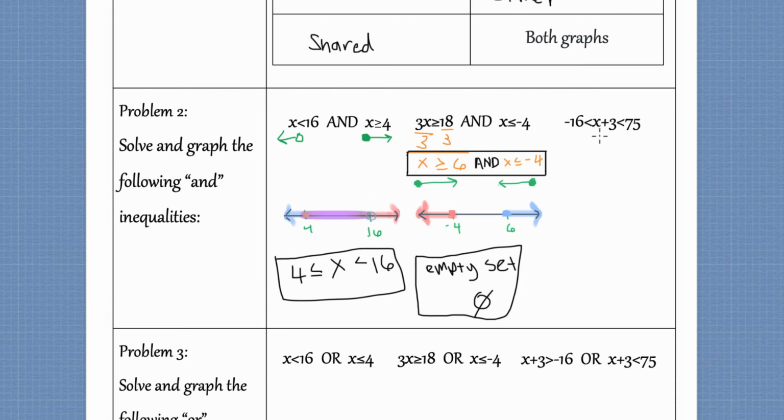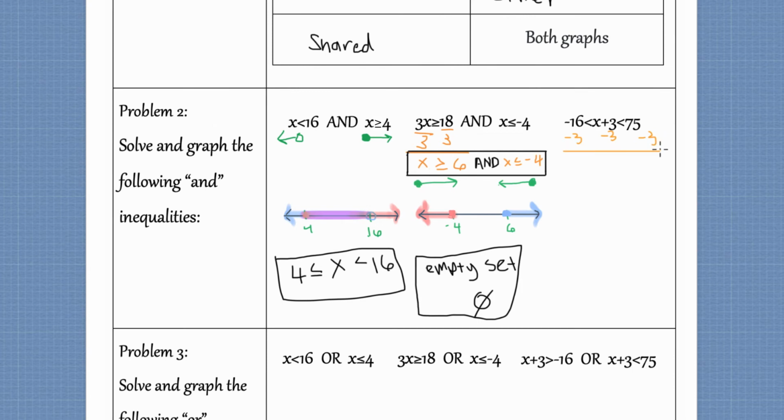So when I subtract 3 from this middle part right here, I also subtract 3 from the right part over here, and I subtract 3 from the left part over here. Whatever I do to one part of this compound inequality, the same thing will be done to the other two parts. So since I subtracted 3 from the middle part, I also had to subtract 3 from the right and from the left part.